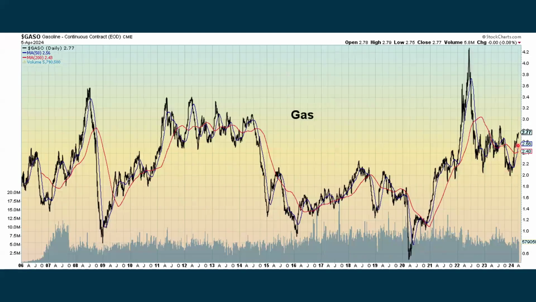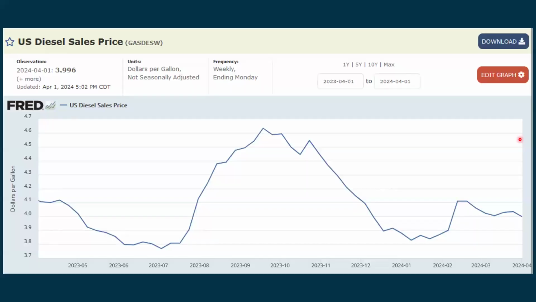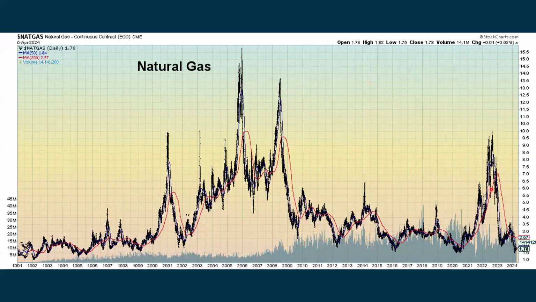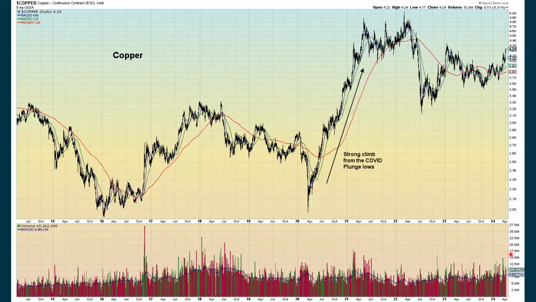Gas is also more in an uptrend now, and you probably feel that every time you fill up your vehicle. Diesel has been coming down. It spiked up a little bit here back in February and then has been trailing off. This really impacts those things that are moved by either trucks or trains. Heating oil continues to be in an overall downtrend and has been chopping sideways lately. Natural gas continues to see more weakness.